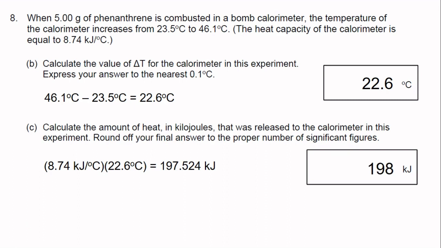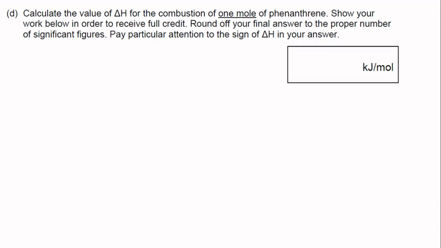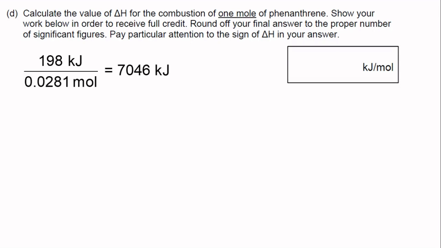Now that we have 198 kilojoules, recall our answer to part A, 0.0281 moles. All we have to do in this problem is get the delta H, which is in kilojoules per mole. We're going to take the 198 kilojoules, divide by the number of moles of phenanthrene that was burned, and we get 7,046 kilojoules. Should this value of delta H for this reaction be positive or negative?